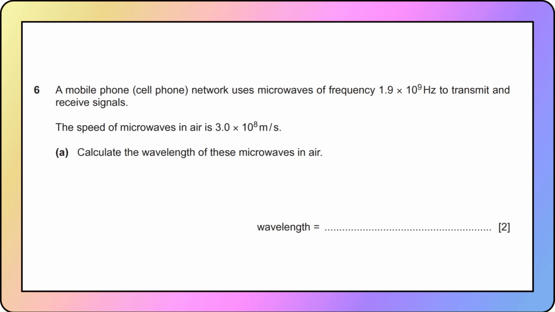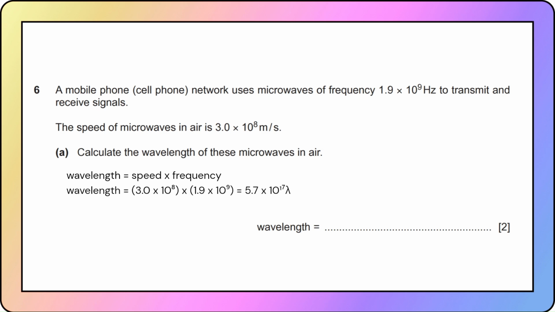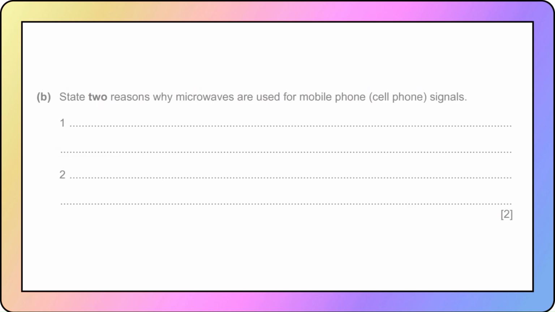Alright, first let's recall the formula. Wavelength is equal to speed times frequency. Next, substitute in the values. That would give us wavelength is equal to 3 times 10 to the power of 8 multiplied by 1.9 times 10 to the power of 9, which would leave us with a final answer of 5.7 times 10 to the power of 17 lambdas. Part B asks us to state 2 reasons why microwaves are used for mobile phone signals.